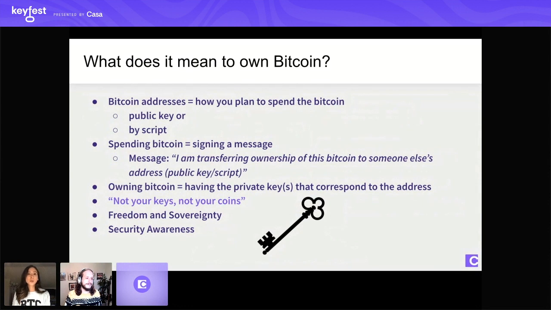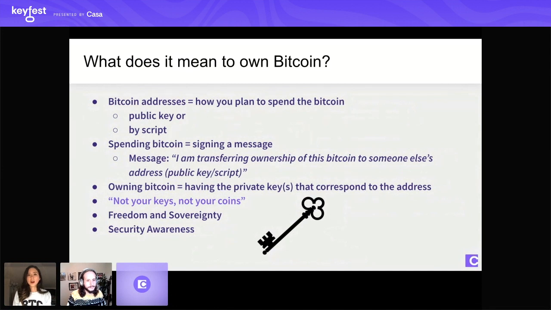Nodes will not forward any information that they have not verified for themselves. So owning Bitcoin comes down to having the private key or keys that correspond to the address with the funds. Proper Bitcoin ownership is really about responsible private key management. And private keys can be generated and live in lots of different places.